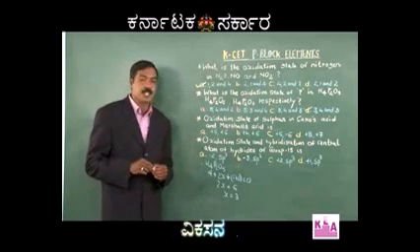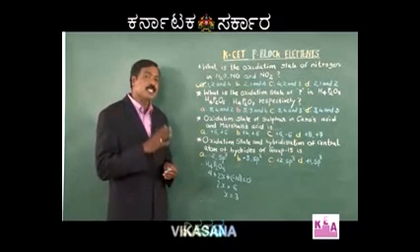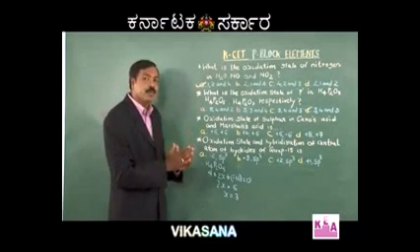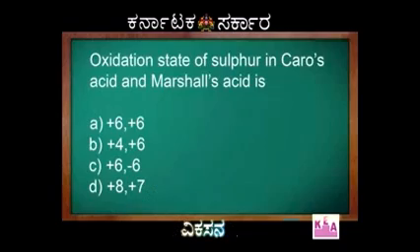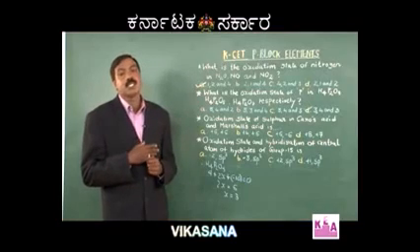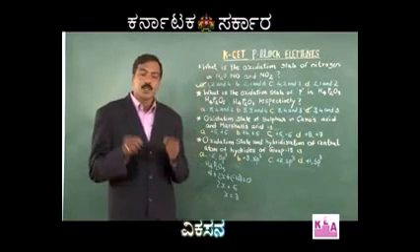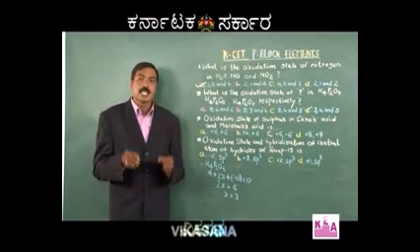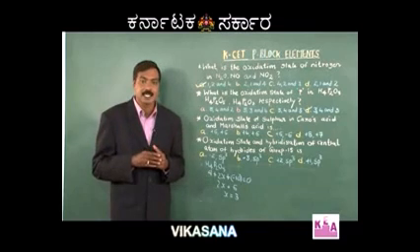Let's go into the third question. This third question is very important for me. Again, why am I discussing this is, we adapt the same principle that we have adapted for the first question and the second question. For example, I am reading the question for you again. Oxidation state of sulfur in Caro's acid and Marshall's acid is. This comes under group 16, oxyacids of sulfur. This question is relevant because these are the only two oxyacids which have got an exceptional case.